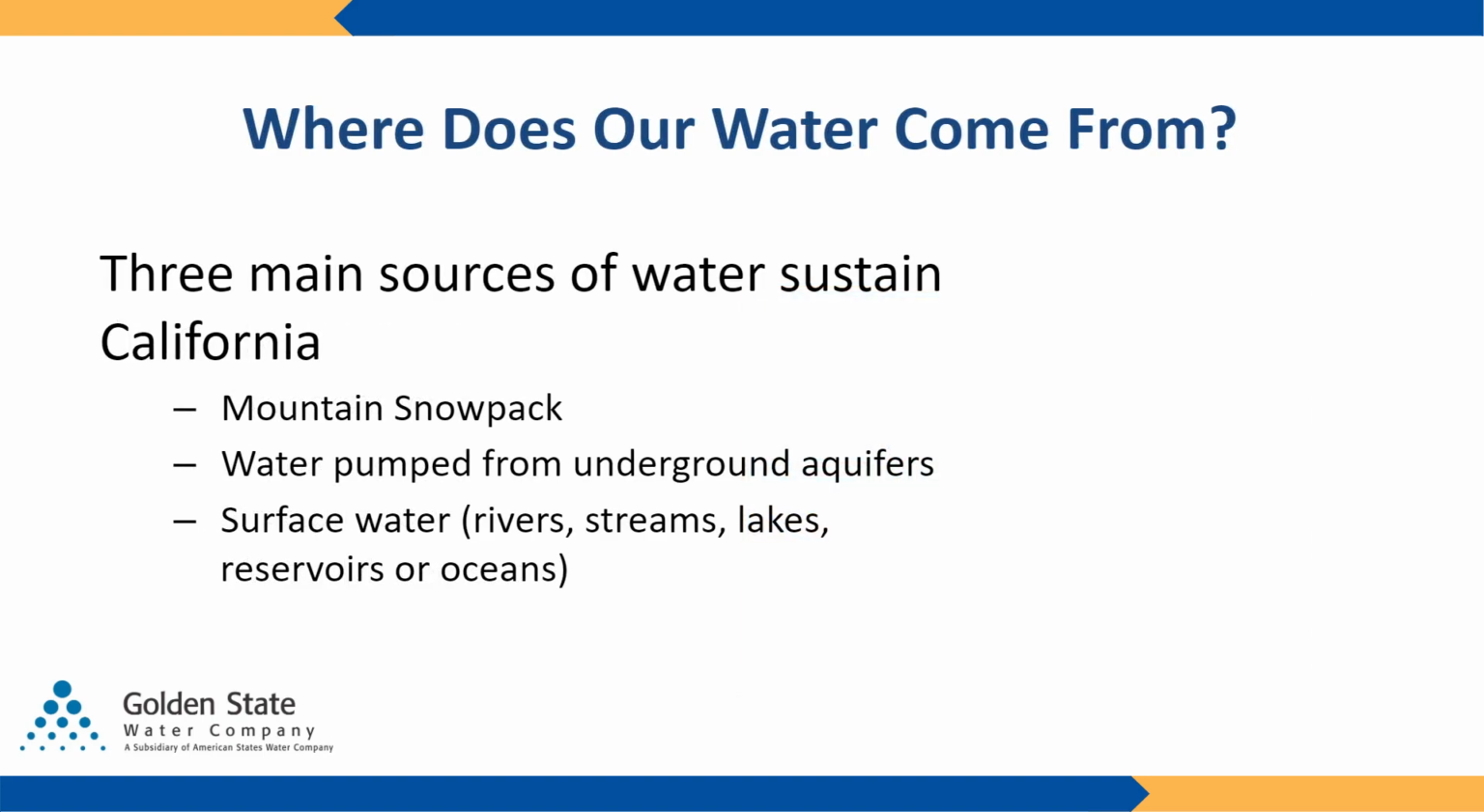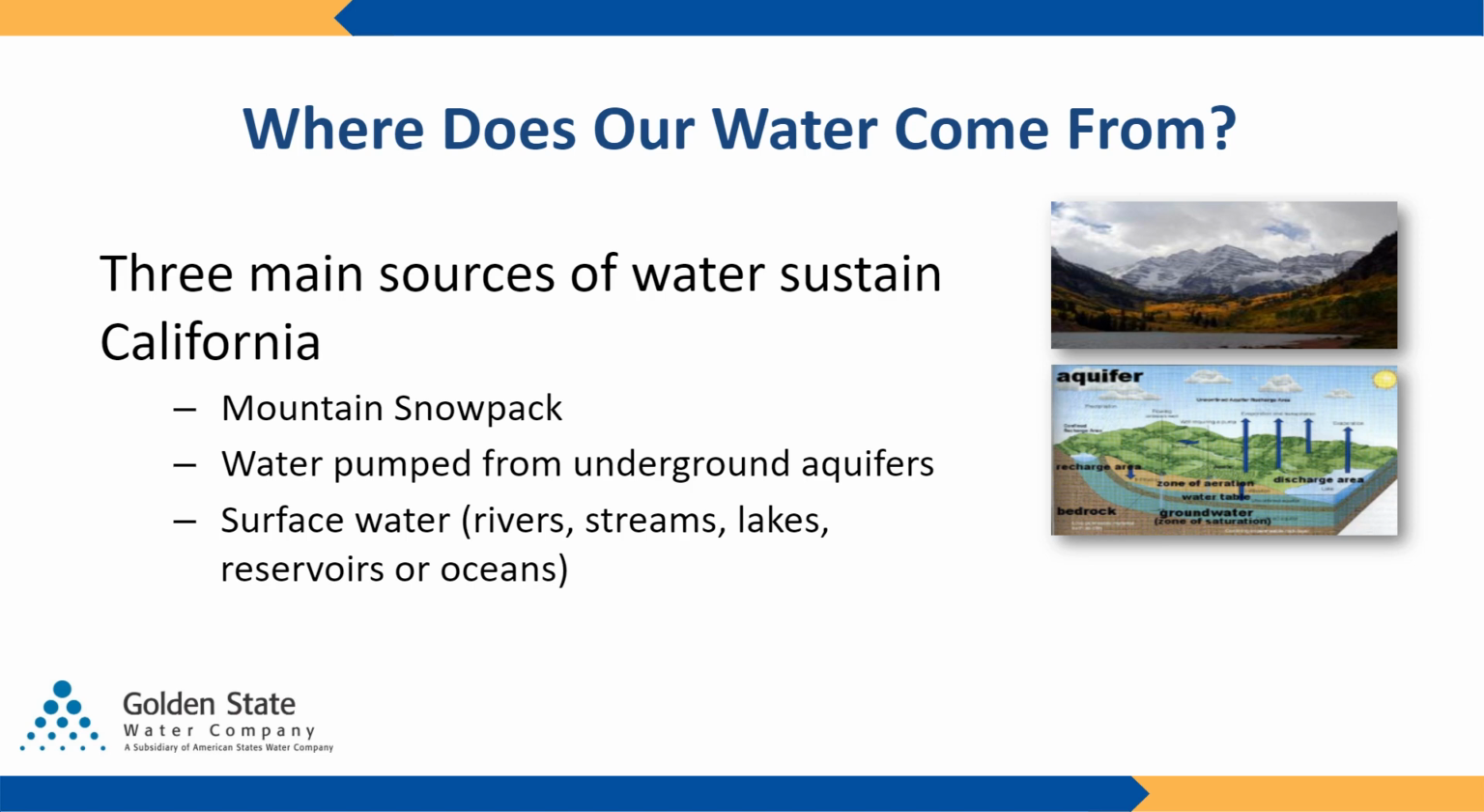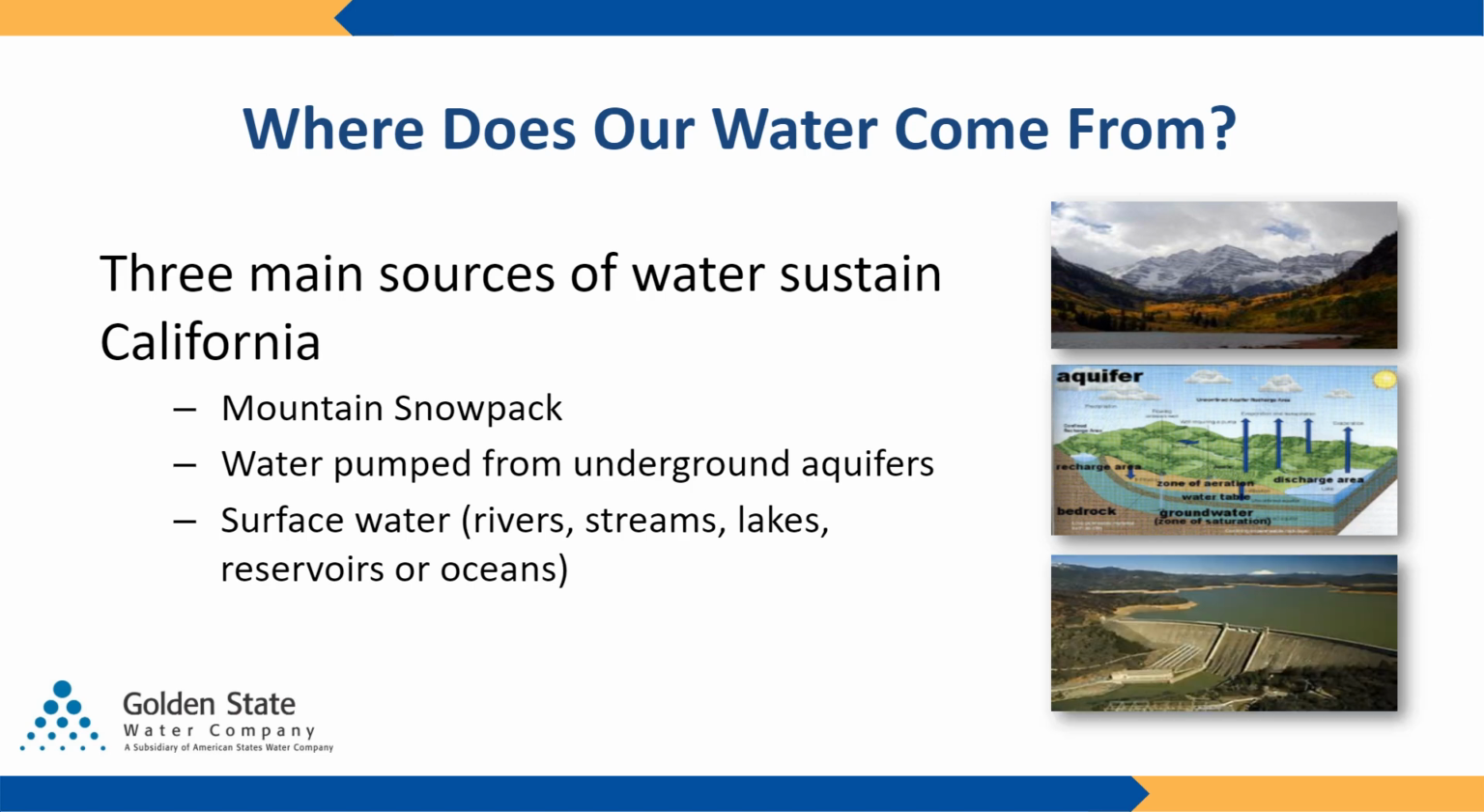There are three main sources of water that sustain California: mountain snowpack, water pumped from underground aquifers, and surface water. California is known for its warm weather and beaches, but the water supply is heavily reliant on snow. Snowpack in the Sierra Nevada and Southern Cascade Mountains provides roughly a third of the water that is used throughout California in a normal water year.